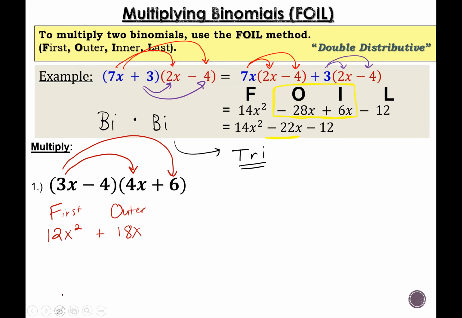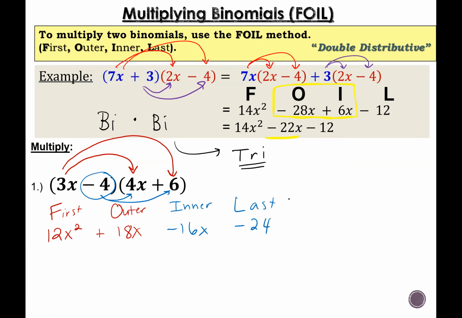Okay, now I'm going to move to my next terms. I'll distribute this negative 4 now. These are the inner terms. They're sort of together inside, in the middle of the problem. Negative 4 times 4x. Those are the inner terms, or inside terms. That's negative 16x. And then finally, the last terms, the ones that are last in the parentheses, negative 4 times 6 would be negative 24.